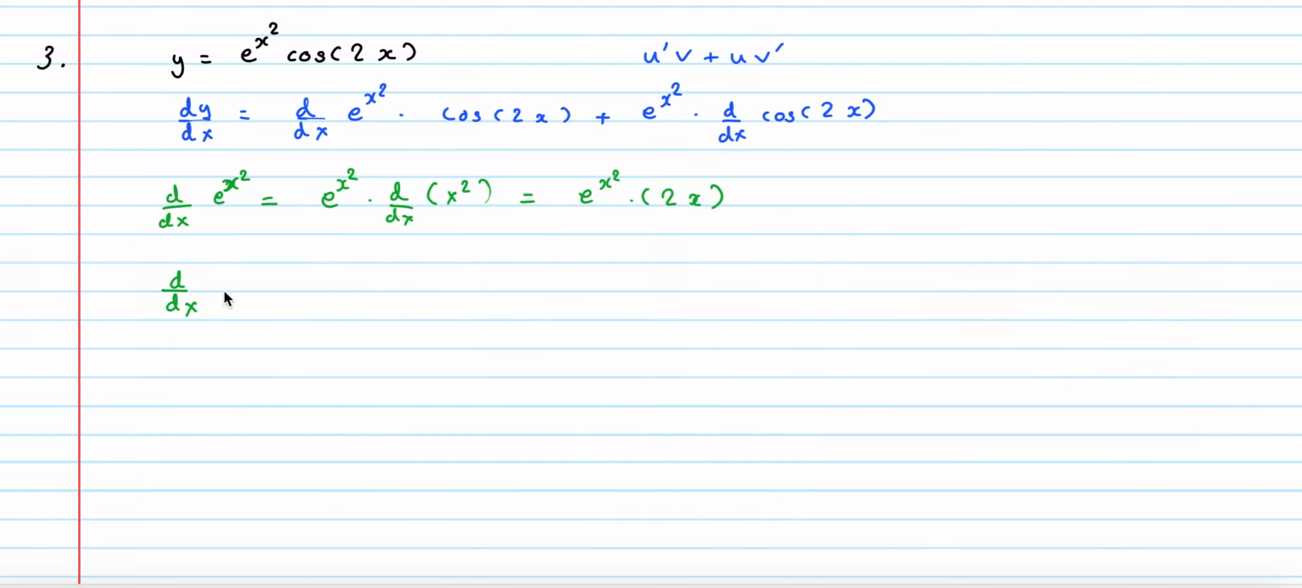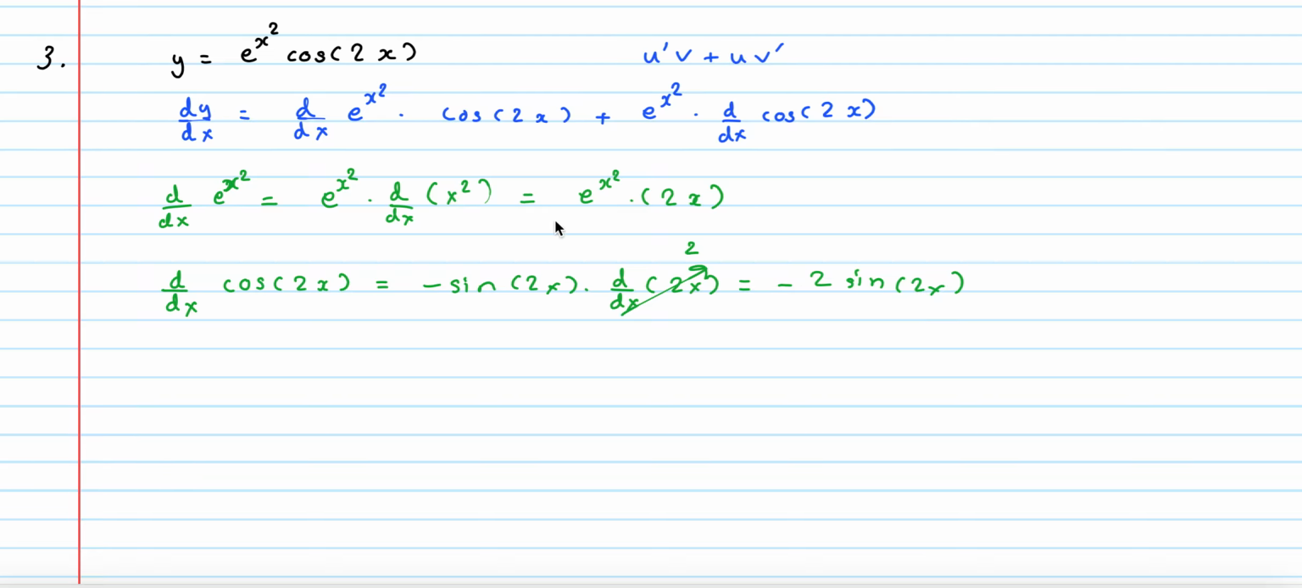Let's differentiate the cosine of 2x. Again, this has the outer function, which is the cosine function, and the inner function, which is 2x. If we differentiate cosine, we'll get negative sine. Then we have to differentiate the inner function, which is 2x. So when we differentiate 2x, we get 2. So negative 2 sine 2x.